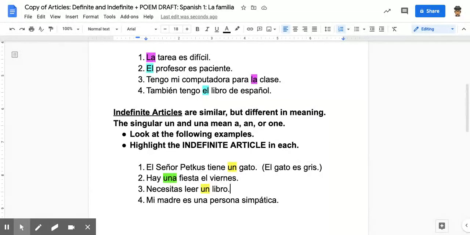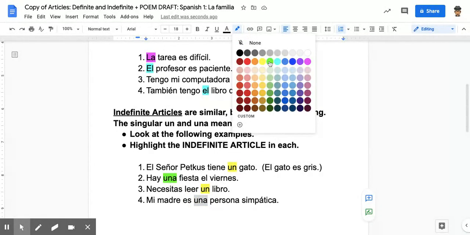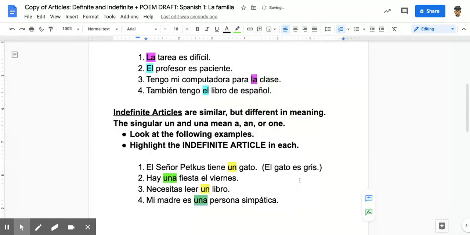Y luego, number 4, and this is really where we're going. Mi madre es una persona simpática. What kind of person is mi madre? She's a nice person. All right. There's a little bit of word order that we're going to be playing with later on. You don't need to worry about that right now. We do that tomorrow.